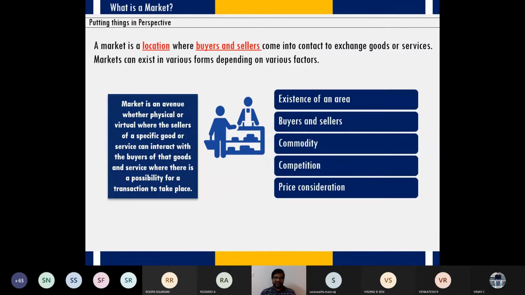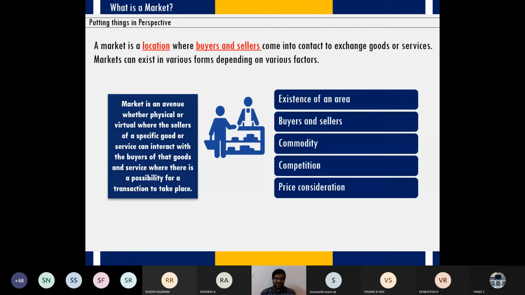Some of the essential attributes of a market are the existence of an area, which by and large has become obsolete on account of improvements in technology. Now, you don't need to have a physical place as such. Buying and selling can also be done virtually. Another important dimension is that you need to have buyers and sellers, and they should have an offering, popularly called a commodity. Competition is one of the essential features of any perfect market, and also price consideration. It's a benchmark, the value for the goods and services on offer.